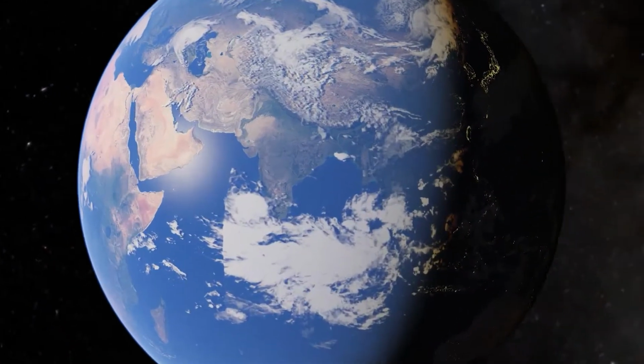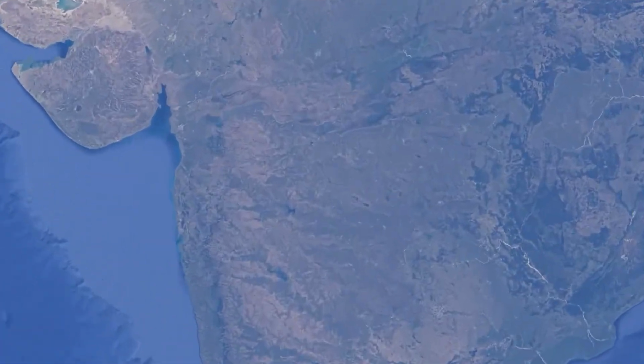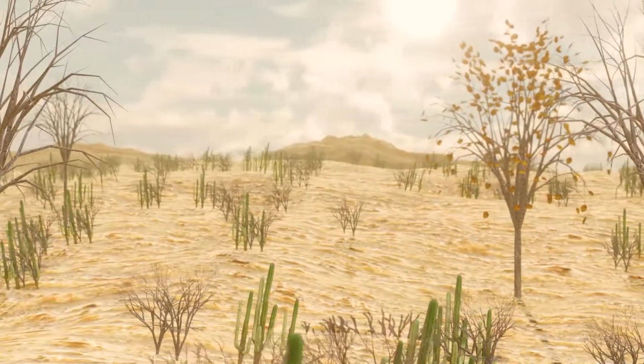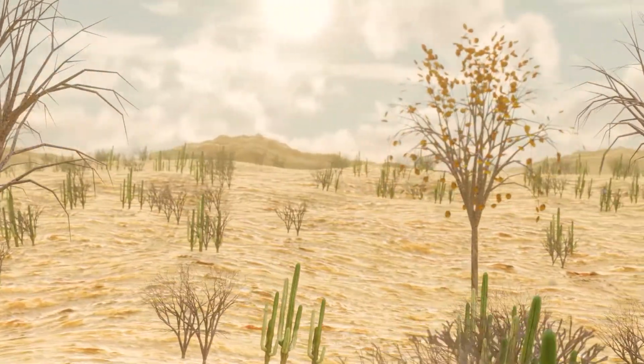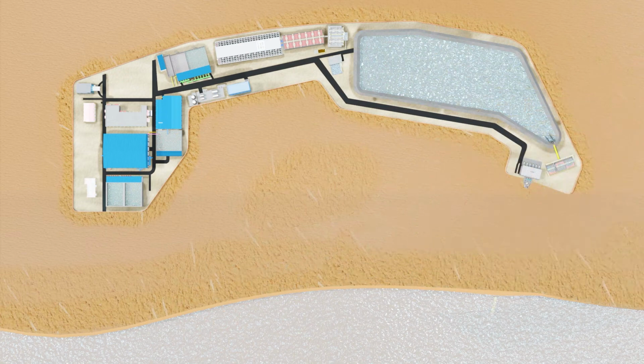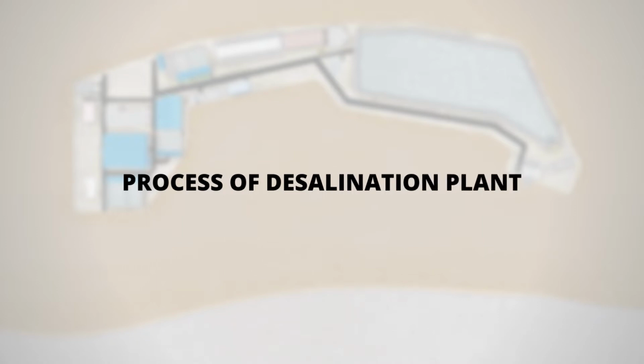Few years back, before the foundation of the desalination plant, the saline water of the estuary was of no use and land beside the estuary was barren. The desalination plant was established for productive use of the land and also enabled the scope to use saline water by converting it into fresh water. Now let us understand the process involved in the desalination plant.